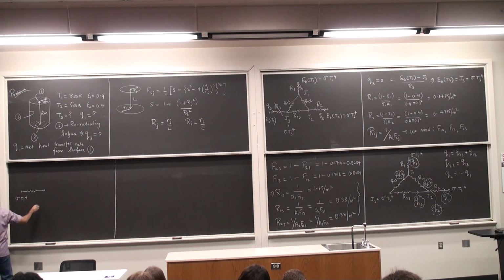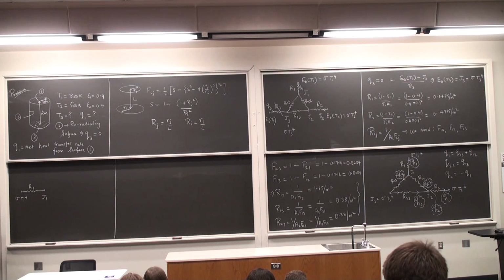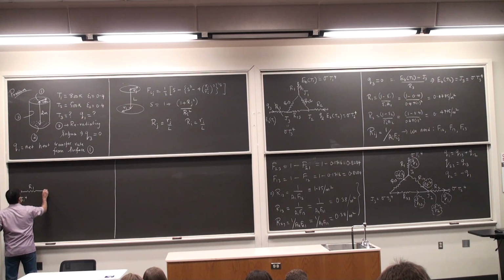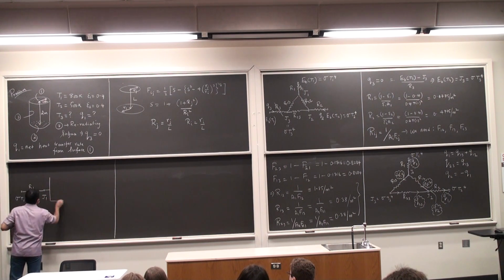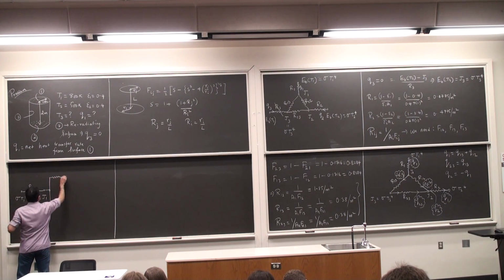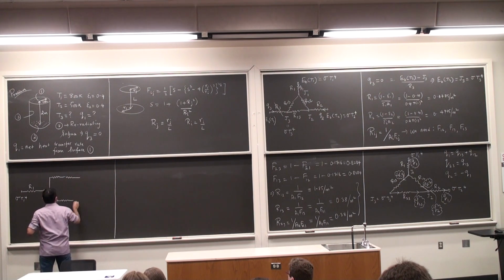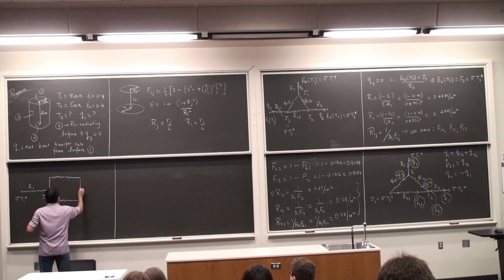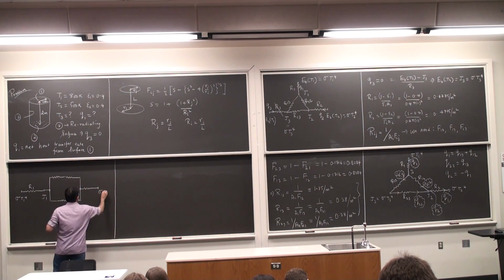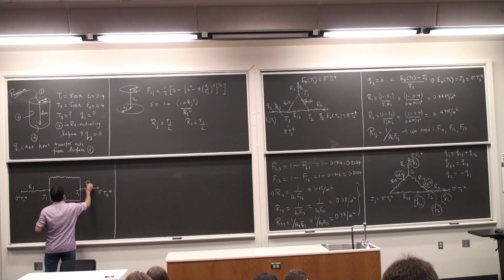Sigma T1 to the power 4, J1. Okay, this is resistance R1. Current flows from sigma T1 to the power 4, goes through J1, and splits into two. I see that the current in one branch is the same as the current in the other one, so I'm just going to join them together as series resistances. They combine. This is J2, sigma T2 to the power 4, this is R2.